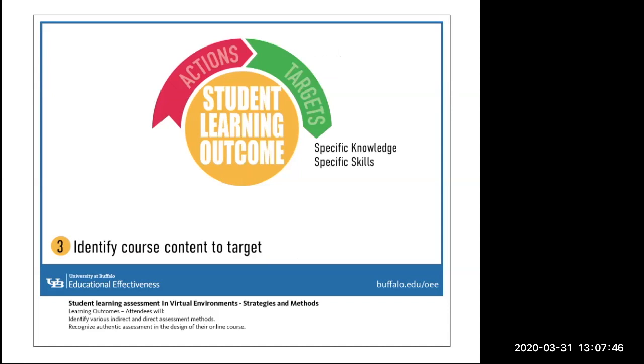Identify course content to target. Look at the specific knowledge and skill development required to meet each outcome criterion and where in your course content and assessment plan they are targeted. Consider whether the student will need background understanding to succeed. Consider if there are opportunities to check on student progress, to get and give feedback as learning progresses.